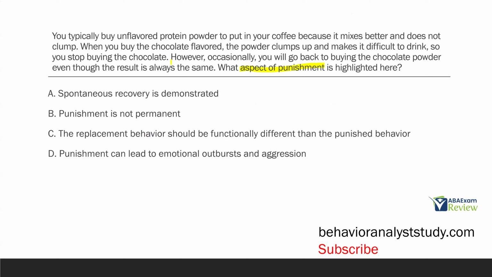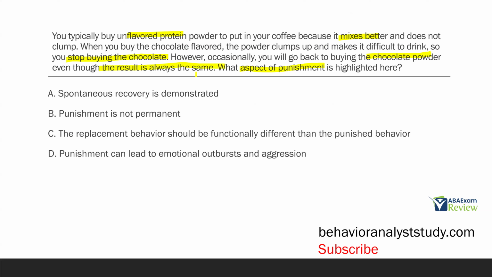Now, in this case, what do we know about your behavior? Well, you buy unflavored protein powder, it mixes better. So essentially, you put the powder in, it mixes, that's reinforcing. But when you've bought the chocolate flavored in the past, it clumps up and makes it difficult to drink, which is punishing. You stop buying the chocolate. However, even though you're punished, sometimes you buy the chocolate powder just to have the same result.